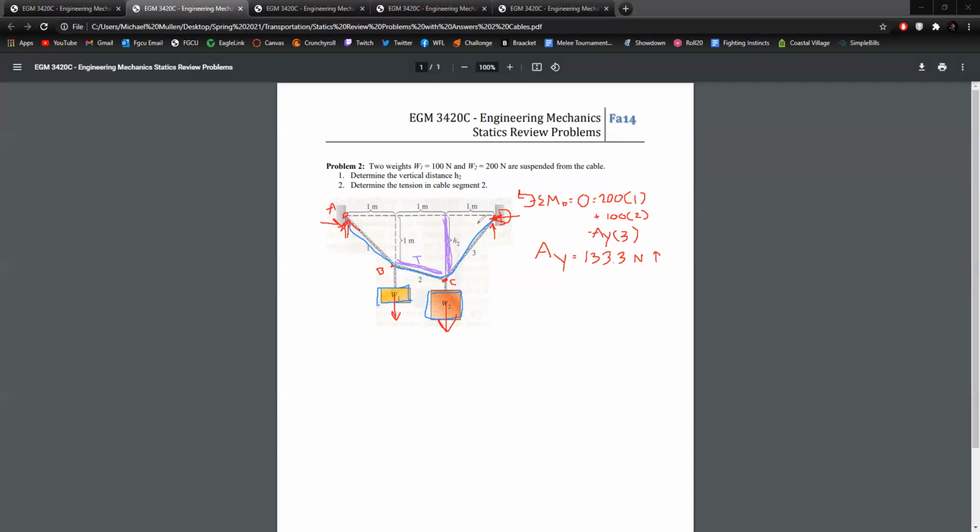Then doing the sum of the forces in the y direction, which will include our AY, our W1, our W2, and our DY, DY will be our only unknown. We can say DY is equal to 166.7 newtons, also going up, because we're going to have 133.3 minus 100 minus 200 plus dy. dy has to make up for the difference between ay and these two weights.